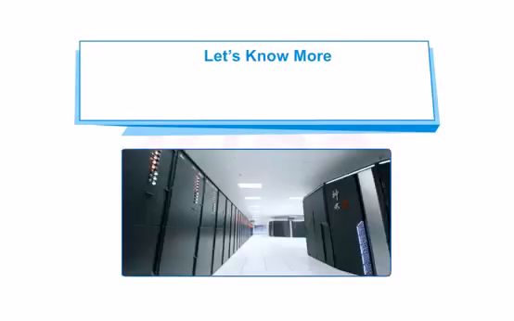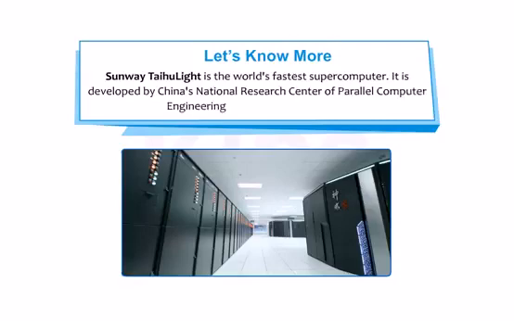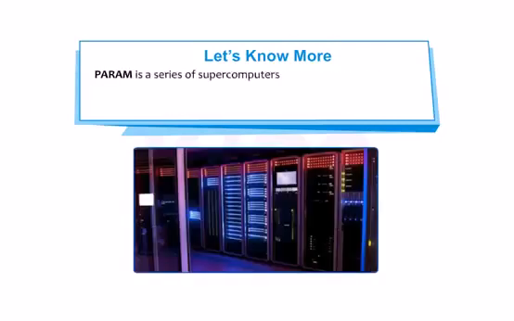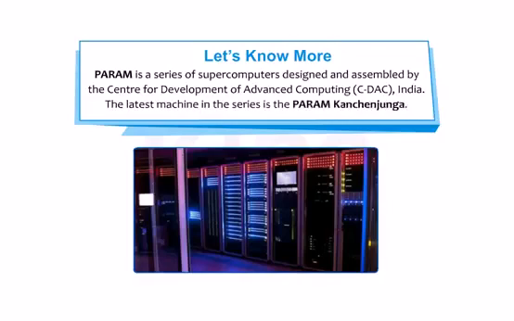Students, let's know more. Sunway TaihuLight is the world's fastest supercomputer. It is developed by China's National Research Center of Parallel Computer Engineering and Technology, NRCPC. Param is a series of supercomputers designed and assembled by the Centre for Development of Advanced Computing, CDAC, India. The latest machine in the series is the Param Kanchenjunga.